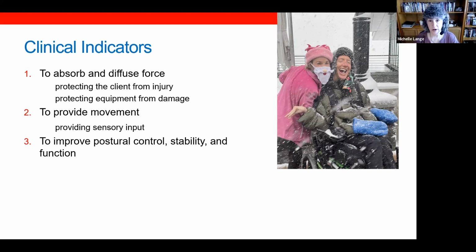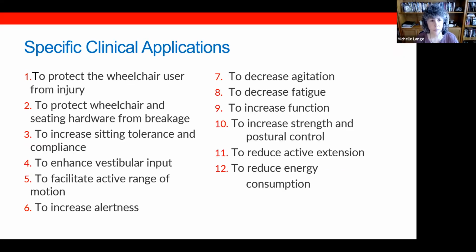Second, dynamic seating provides movement, and by providing movement, we are providing sensory input, which many of our clients seek out. And then finally, dynamic seating can be used to improve postural control, stability, as well as function. There are many more specific clinical applications, and most of these are well supported in the research.